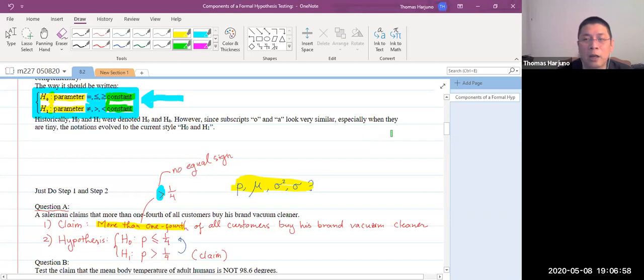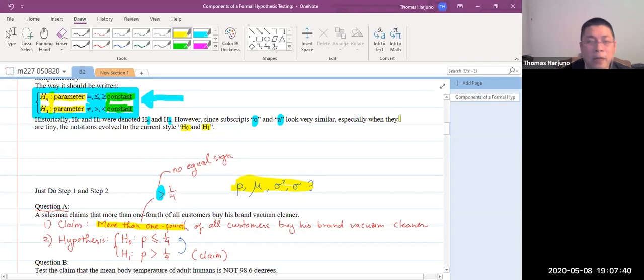Now, with that said, let's do more examples. Oh yeah, historically, the null hypothesis and alternate hypothesis, H sub 0 and H sub 1, were originally denoted by subscript O for original, and subscript A for alternate. The thing is, the O and A look very similar, especially when they are tiny. Then the notation evolved to the current style: H sub 0 for the original hypothesis and H sub 1 for the alternate hypothesis.